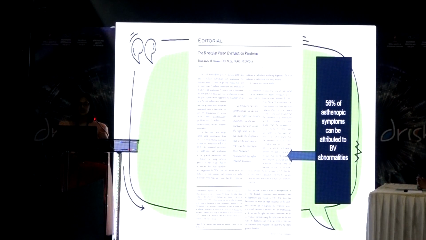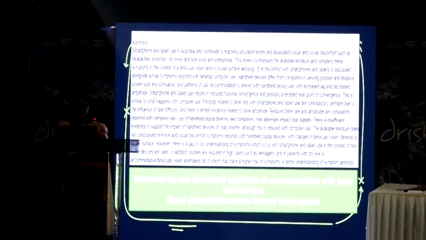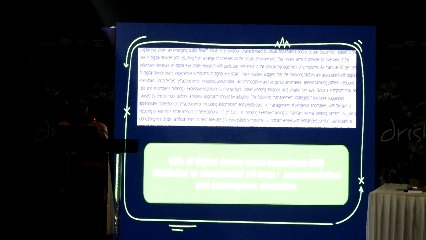So what about the adults? Here also the picture is not different. About 56% of asthenopic symptoms can be attributed to binocular vision abnormalities. This is another paper studying the ocular and visual discomfort associated with smartphones, tablets and computers. They found an increased lag and decreased amplitude of accommodation with handheld devices, and smartphones and tablets reduce the functional convergence. If you look at digital eye strain, 90% of digital device users experience digital eye strain attributed to uncorrected refractive error or accommodative and convergence anomalies.